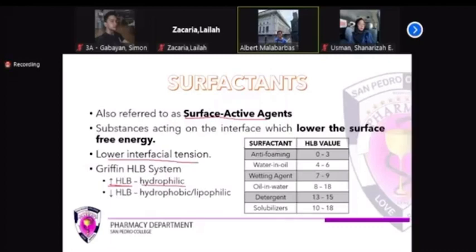Ang pinakauna, your anti-foaming, 0 to 3. Water in oil, 4 to 6. Wetting agent, 7 to 9. Oil in water, 8 to 18. Detergent, 13 to 15. Solubilizer, 10 to 18. Ang nakalagay sa inyong handouts, it's different. So, this one is the correct.